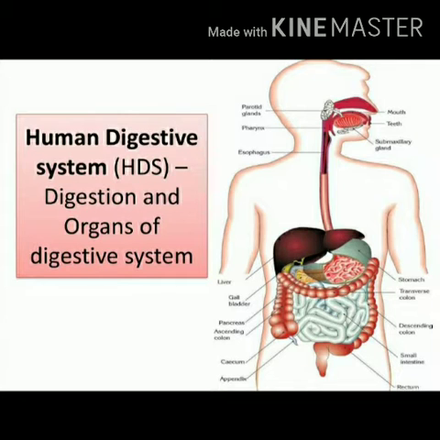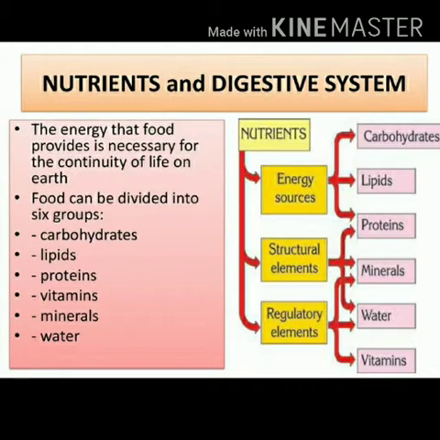Digestion of food means food is broken down into small molecules, and these simple molecules are carried by blood to the body cells. So first we discuss nutrients and the digestive system. We know that the food we take is full of nutrients. Nutrients give nutrition to the body. The different types of nutrients present in the food are carbohydrates, fats (that is, lipids), proteins, vitamins, minerals and water. These are the nutrients present in the food which give us energy.